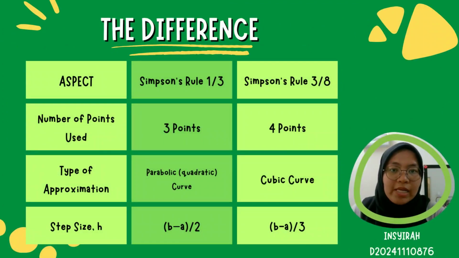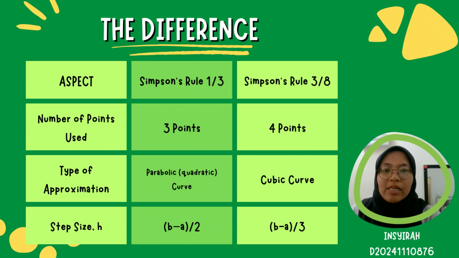Now, I will explain the difference between Simpson's 3/8 rule and Simpson's 1/3 rule. Simpson's 3/8 rule divides the interval into 3 subintervals and uses 4 points, while Simpson's 1/3 rule divides the interval into 2 subintervals and uses 3 points. In the formula, Simpson's 3/8 rule follows the coefficient pattern 1, 3, 3, 1, whereas Simpson's 1/3 rule follows the pattern 1, 4, 1.